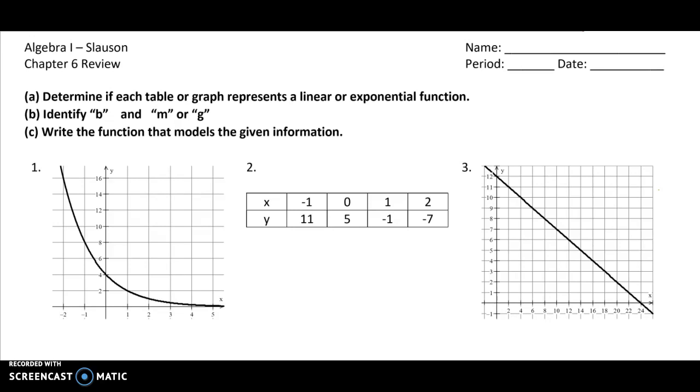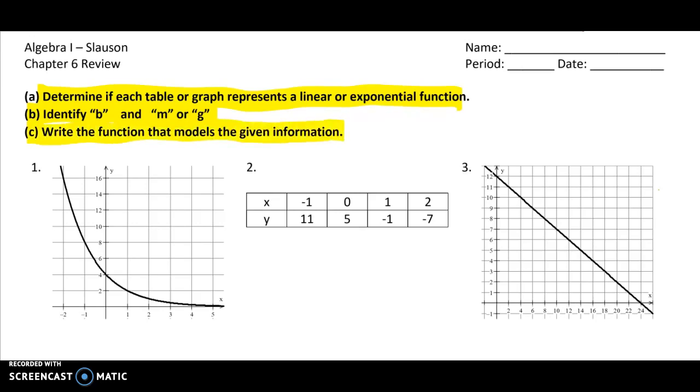The first thing we're going to do is first just decide, is it linear or exponential? So I'll be putting that next to an A. Then what we're going to do is identify B and then M or G, just depending if it's linear or exponential. And then we're going to write the function.